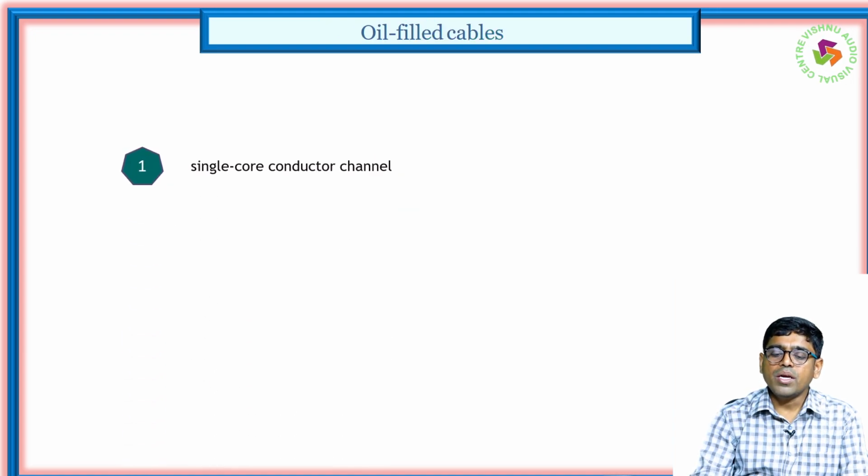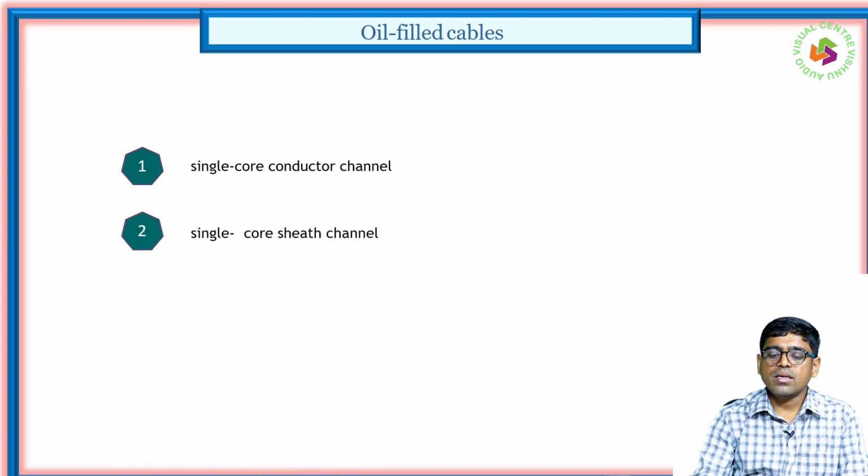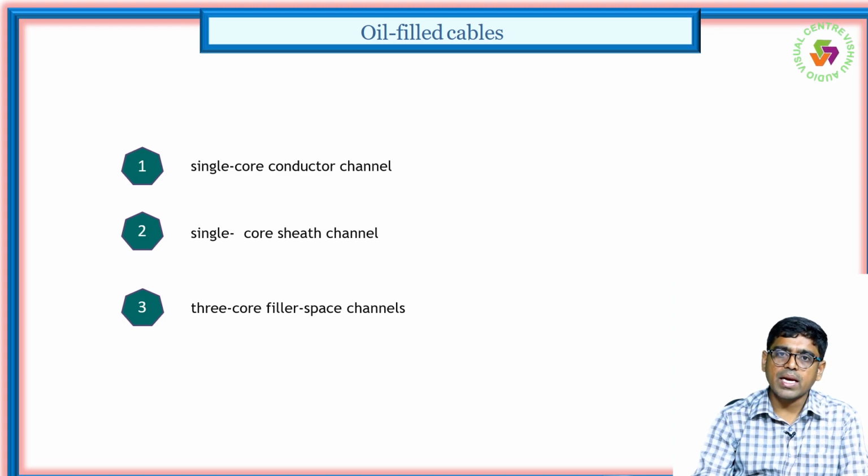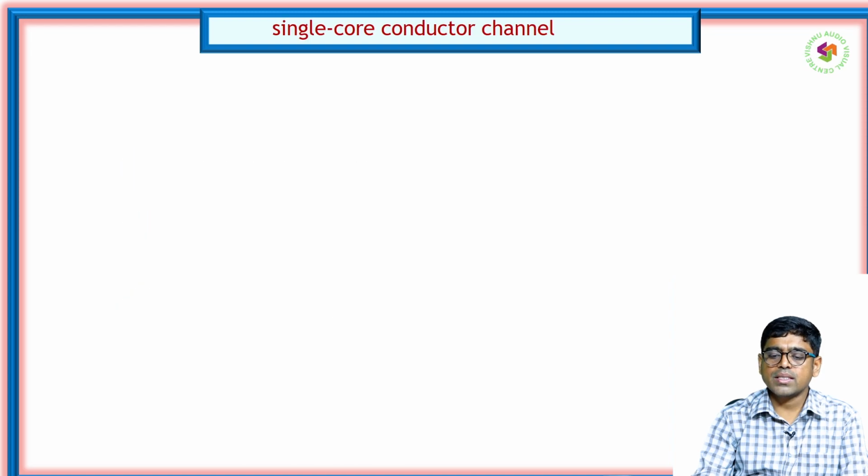And oil filled cable may have a single core conductor channel, single core sheath channel, and 3 core filler space channel. So oil filled cable will again be classified into 3 types: single core conductor channel, single core sheath channel, and 3 core filler space channels.